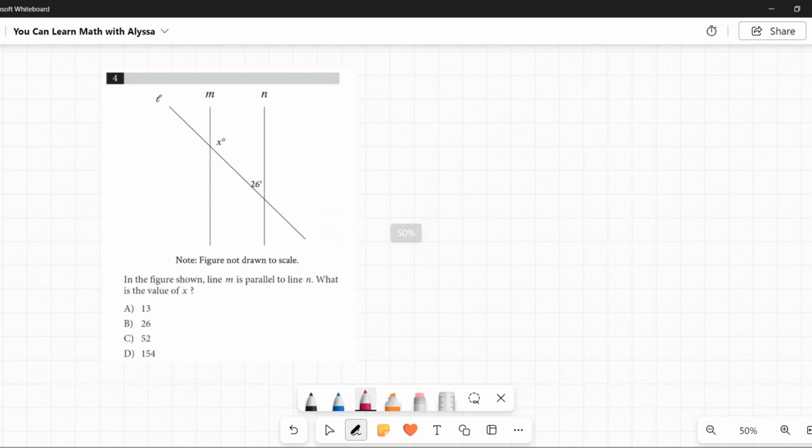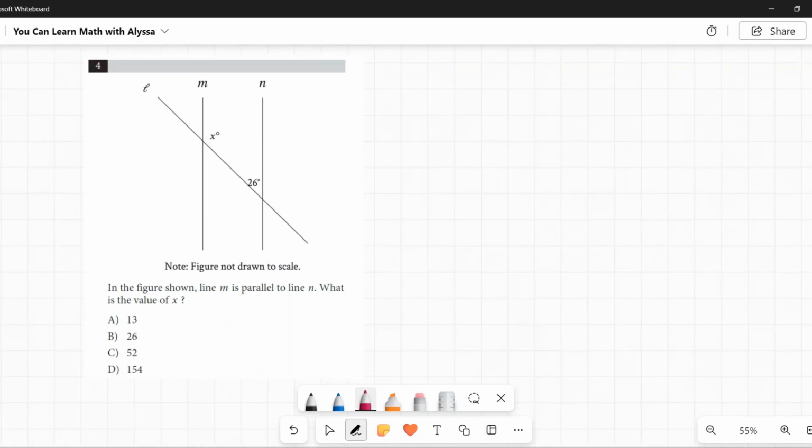Number 4. Note the figure is not drawn to scale. When they tell us this, they're letting us know that this is the general idea of what it is, and it's pretty accurate, but you will not be able to solve this by trying to measure things. Don't try to measure it. You're going to have to do math, not just eyeball it.